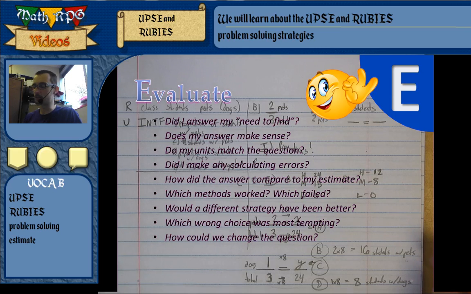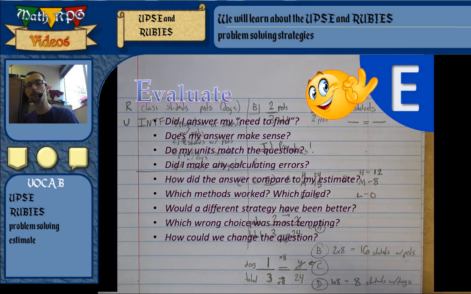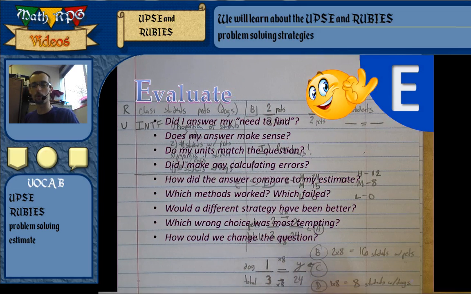Wow, those kids are getting old. But it could be something else. It could be something besides pets. There's lots of different ways we could change this question. But the idea behind it stays the same. It's still about ratios and proportions and doing the same work.